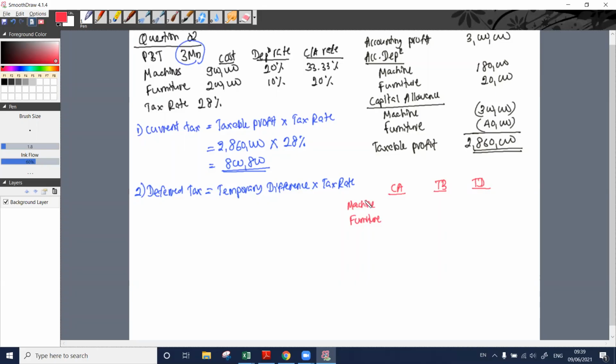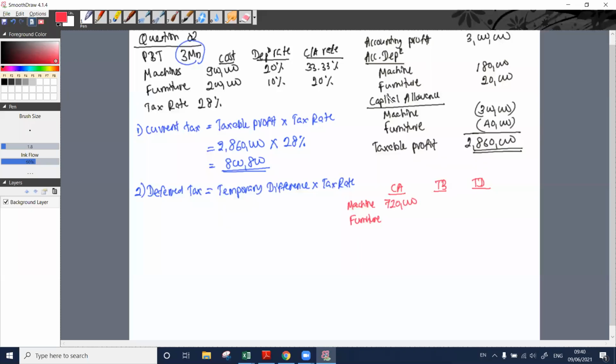At the end of the first year, what is the carrying amount of machines? Cost was 900,000. We have depreciated. What was our depreciation expense with respect to machineries? 180,000, right? From this working, we can directly take that. 900,000 minus 180,000. It is 720,000. This is the carrying amount of machines.